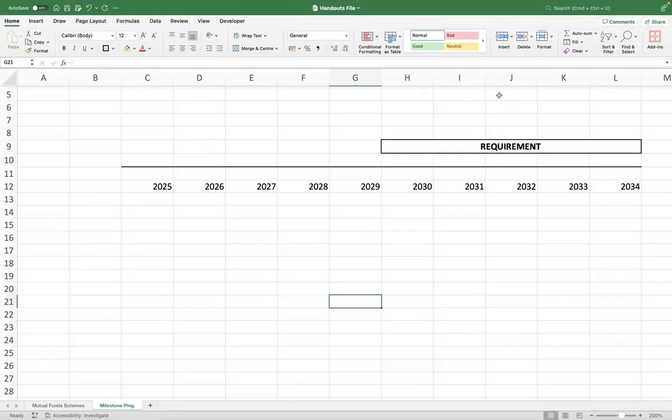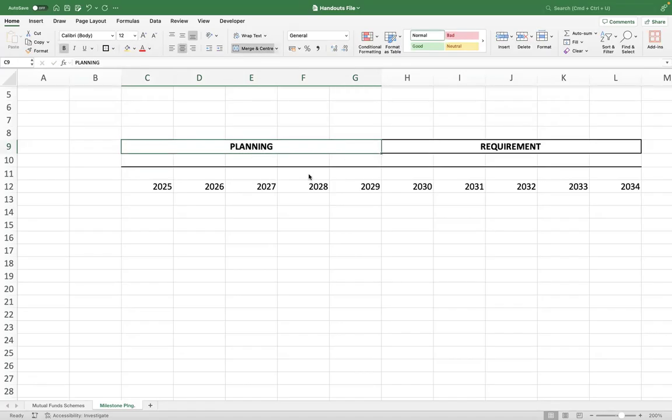That's why I call this milestone planning, because I'm planning for my daughter who is currently wanting to do an integrated MBA course. And for that course I'll have to make fees payment. So I need to set aside some money so that I'm able to finance her education with seamless ease. That is the whole context. And this part here, starting from 25 to 29, becomes your planning phase.